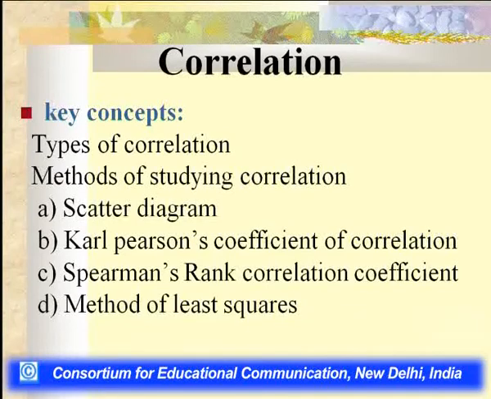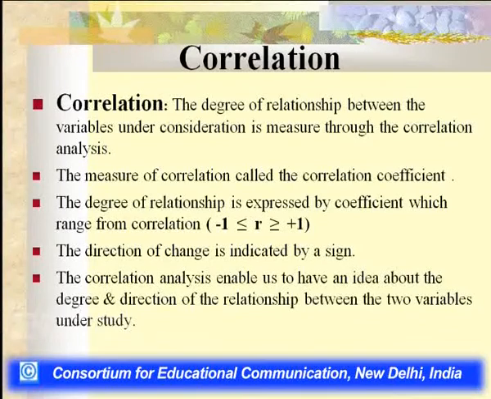Taking it forward, I'll start with the concept of correlation. Correlation, as the name suggests, is the degree of relationship between the variables under consideration and is measured through correlation analysis. The measure of correlation is also called the correlation coefficient. It is a term used as a measure for correlation between the various variables under study. The degree of relationship is expressed by a coefficient which ranges from -1 to +1. So the degree of correlation lies between +1 and -1.